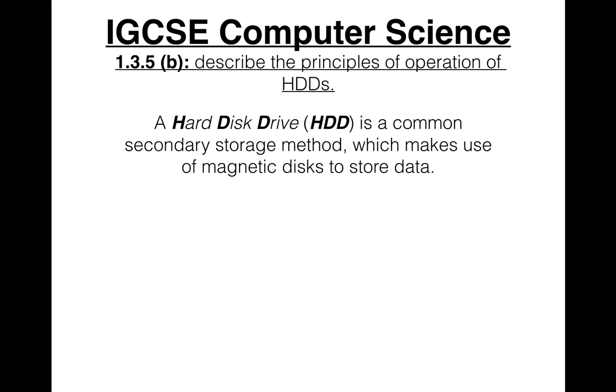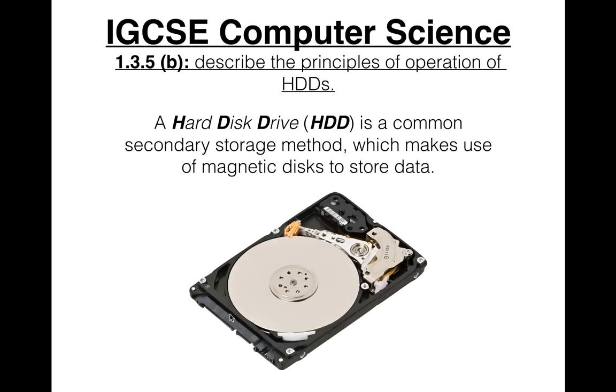Let's jump into HDDs. A hard disk drive is a common secondary storage method which makes use of magnetic disks to store data. Data is stored in a digital format on the magnetic surfaces of the disks, or platters, as they're usually called. They kind of look like this, and if you look closely, these are read-write heads. You can see that there are a number of them, which means there are a number of platters, but you can't really see that.